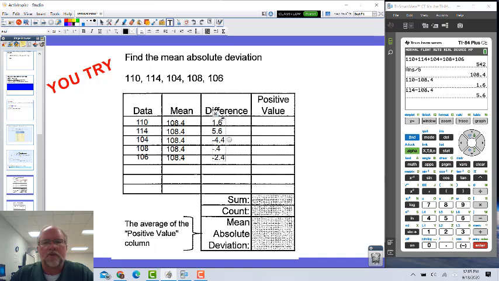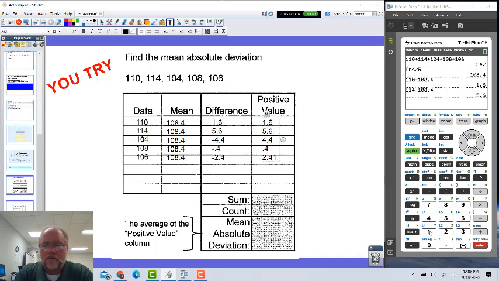Okay, so now what we're going to do is take these differences, and we need to have the positive value of each one. So this would be 1.6, and then 5.6, and 4.4, and then 0.4, and then 2.4, because I need the positive difference. Now, in order for us to find the mean absolute deviation, we're going to add these numbers up and find their average.